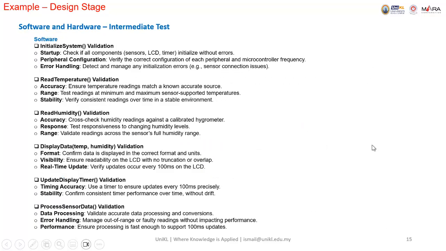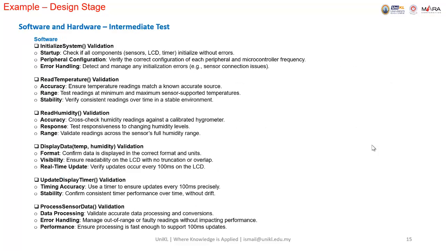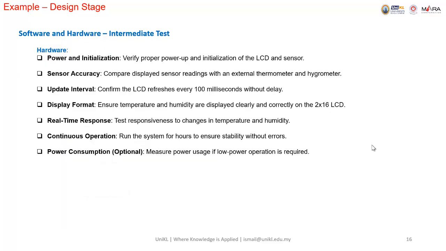All right. Software hardware intermediate test. So how to test it, right? So we list them down, then we need to know how to test them, right? Because we're going to do that intermediate test later on during the software development and integrations, right? Next, we need to have the intermediate test for the hardware: power initialization, verify power up, sensor accuracy, update interval, display format, real-time response, continuous operation, and power consumption. But it's not likely correct in this one, okay?